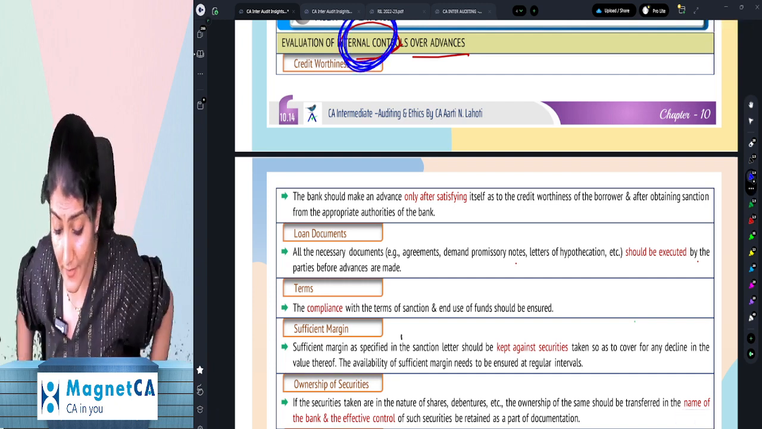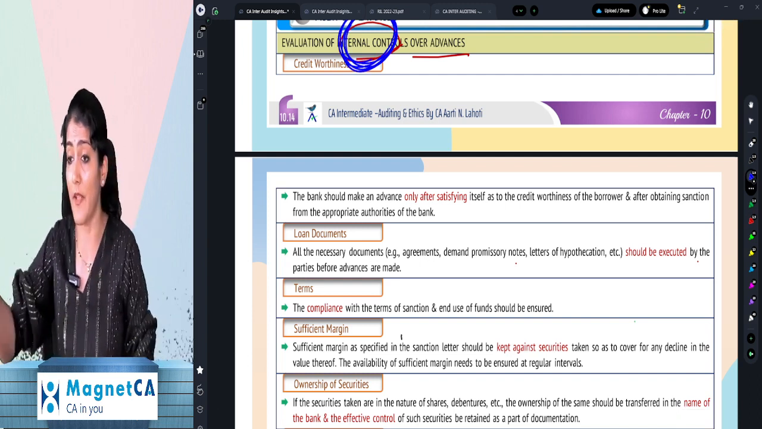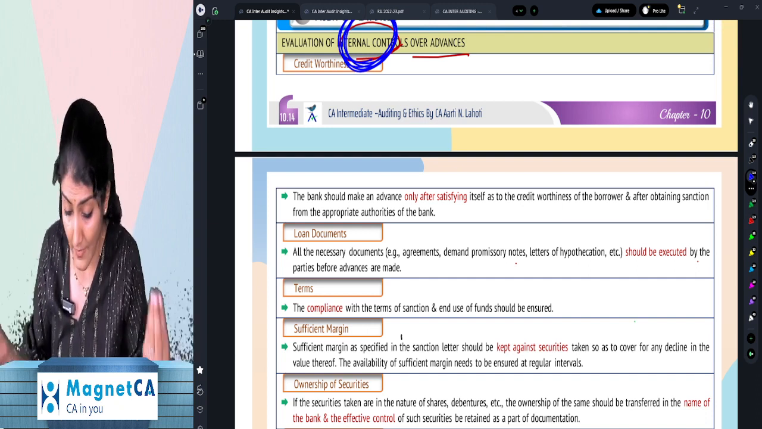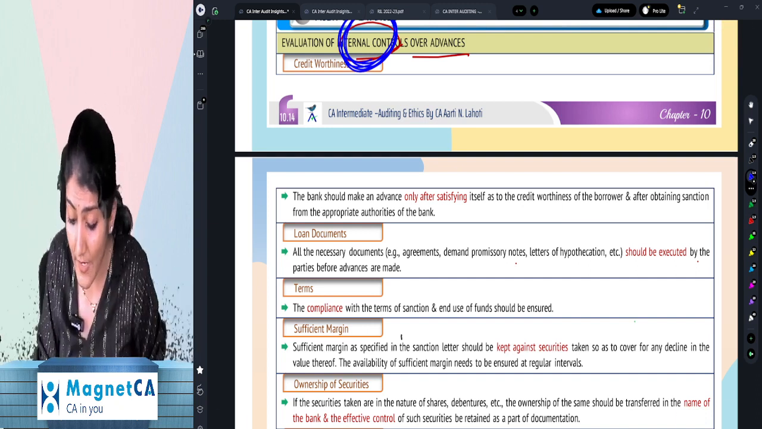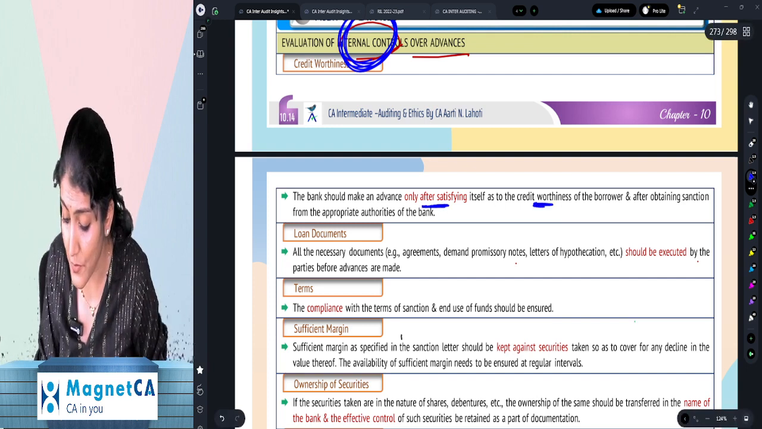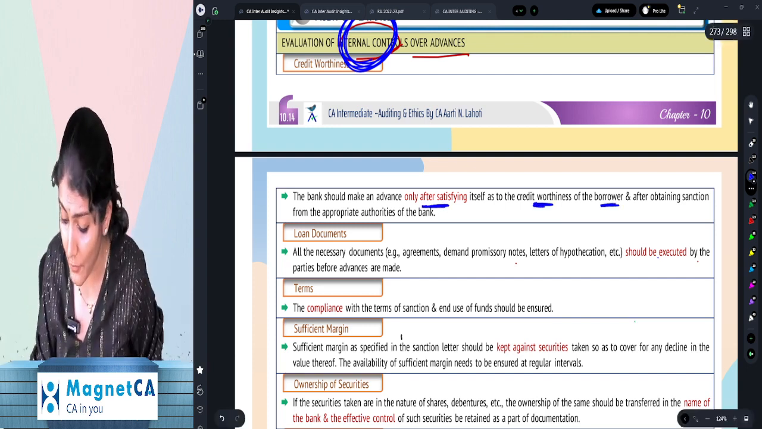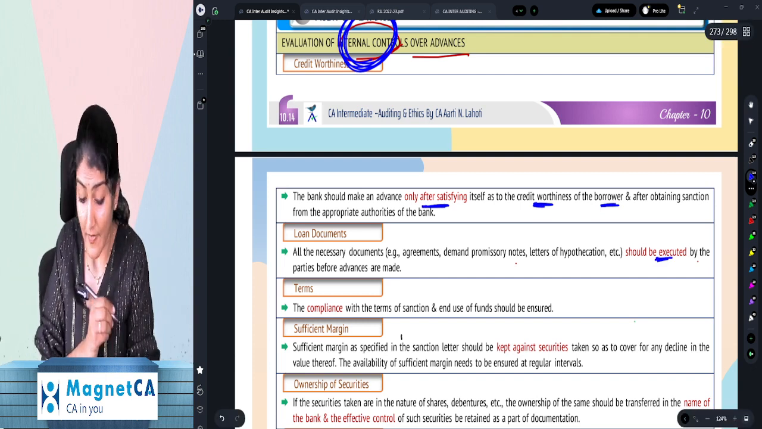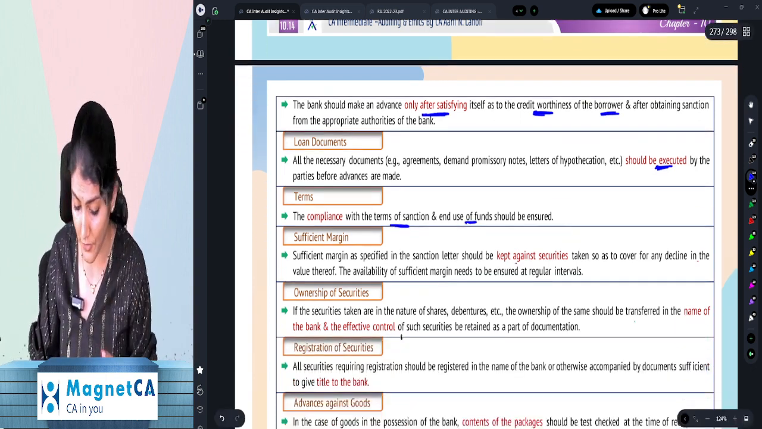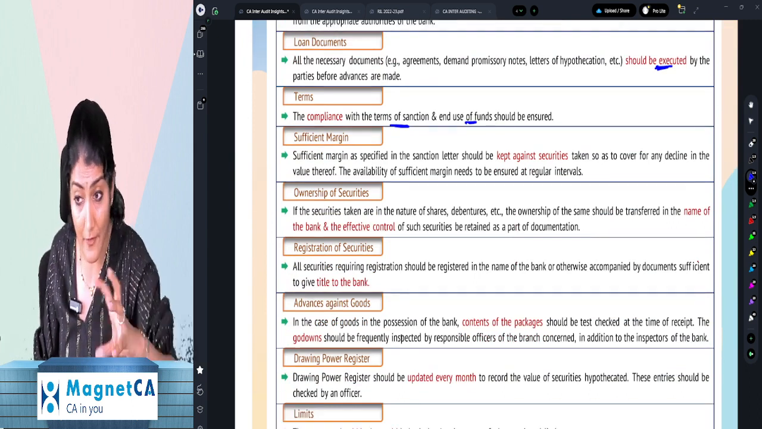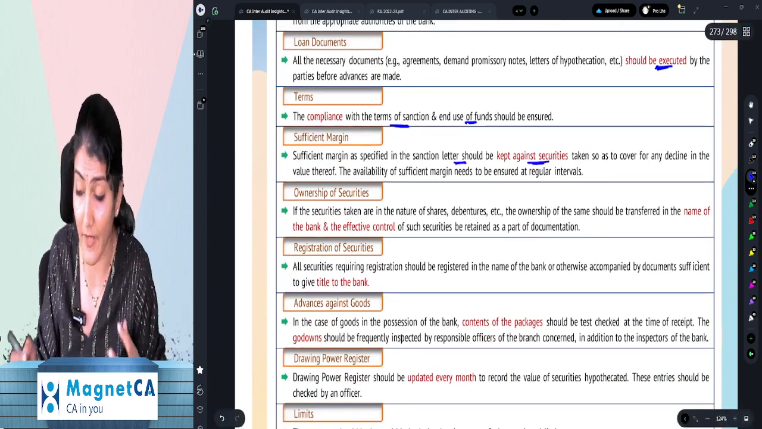So number one, internal control in the bank: don't go on distributing the loan as if you're distributing sweets. It says first the bank should give an advance to a customer only after satisfying itself as to the creditworthiness of the borrower. Then all the necessary documents should be executed. Then compliance with the terms of sanction and the end use of funds should be ensured. Then sufficient margin as specified in the sanction letter should be kept against the security.